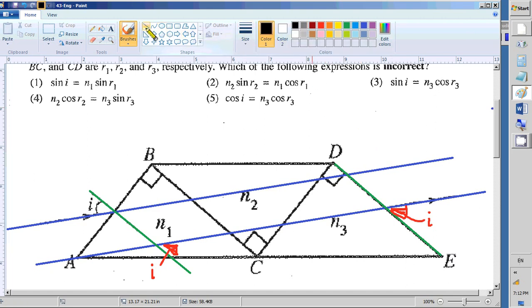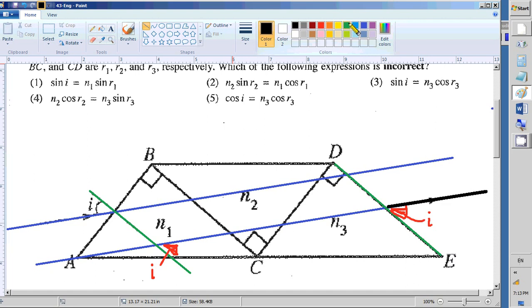So the emergent ray is now invisible because I placed this blue line over it, so I have to draw it again. This one is the emergent line that we want. This one is the emergent line. So now we know this angle is I. That means it is equal to the incident angle.